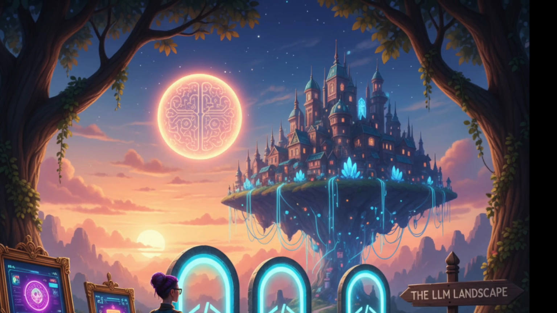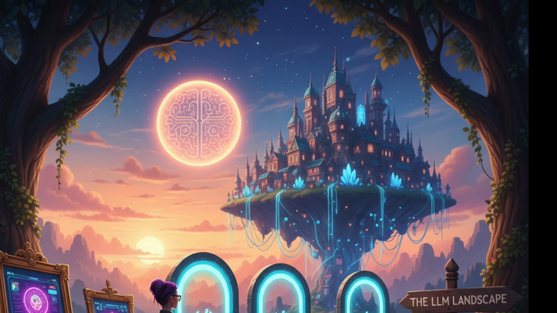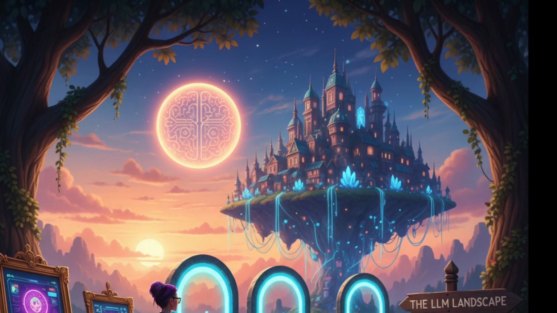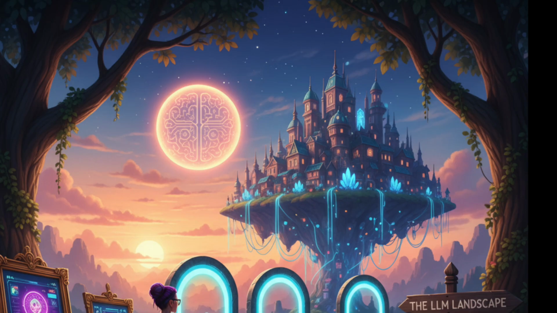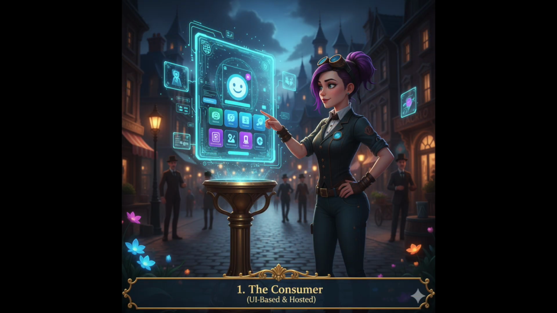That's the multimodal part. So our mission for you today is clarity. We're going to walk through 3 stages: the explorer, the builder, and then the architect. Right. Consumer use, developer integration, and then the really deep stuff, advanced customization. Let's start at level 1.